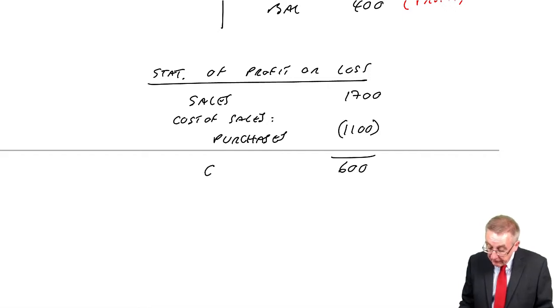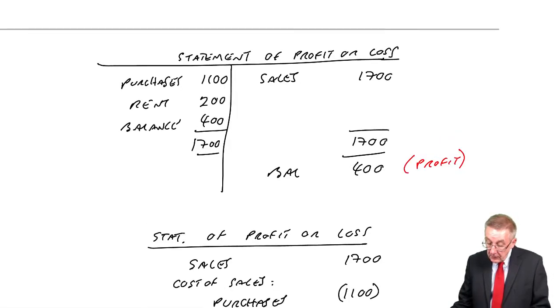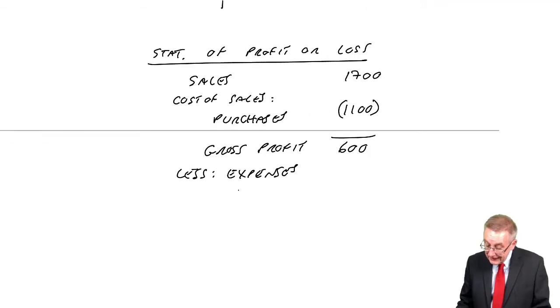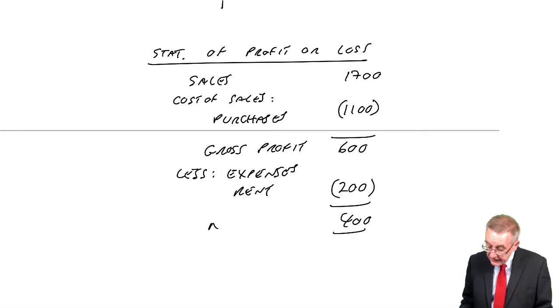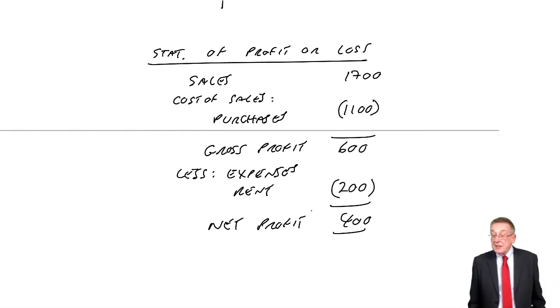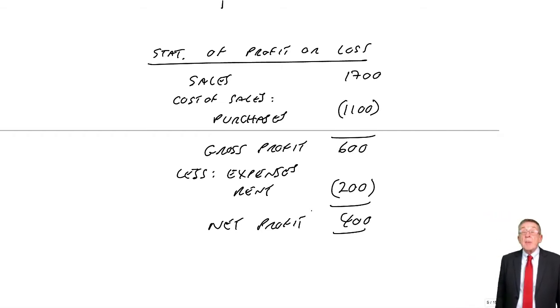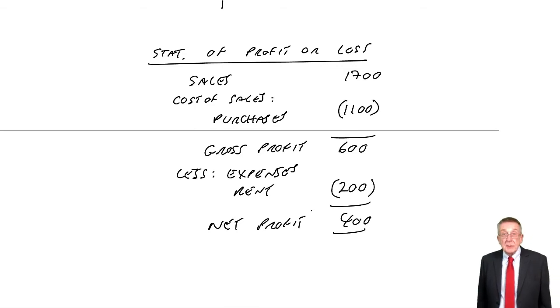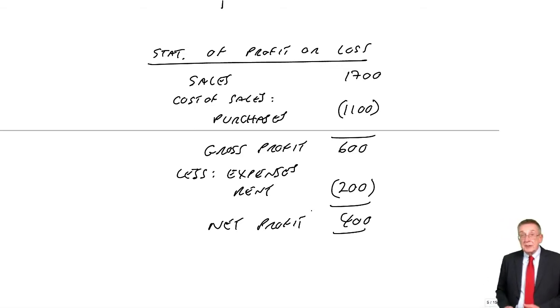So the gross profit is 600. Then we subtract our expenses. The only one here was, what was it? Rent of 200. The net profit. So this statement is simply rewriting the profit and loss T account in the proper layout.